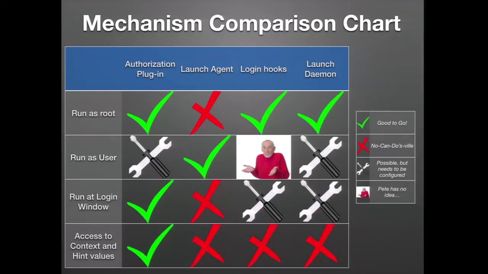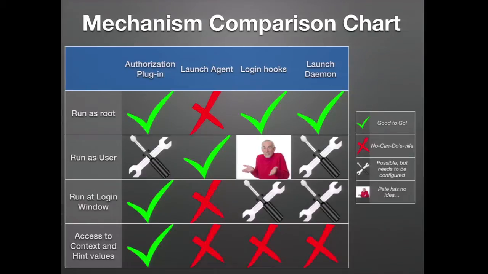And then access to context and hint values. This is really specific to authorization plugins. They don't really apply to the other three, but we think they're really cool, really handy, and worth mentioning. So let's break that down a little bit. Context is the ability for the authorization plugin to gather information, essentially who's running the authorization plugin, what app is running, so who as in the user, what app is calling it. Maybe it's the login window, maybe it's that admin prompt. It can get that information, the PID that is being called with it.